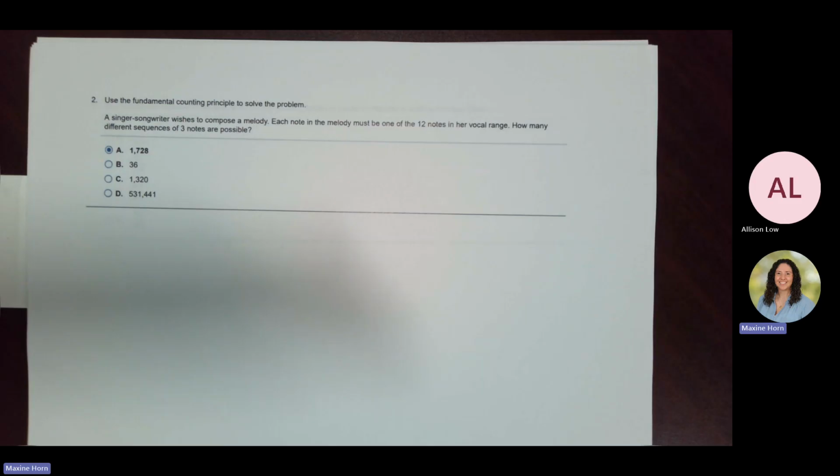Okay, so use, again, the fundamental counting principle to solve the problem. A singer-songwriter wishes to compose a melody. Each note in the melody must be one of the 12 notes in her vocal range. How many different sequences of 3 notes are possible?